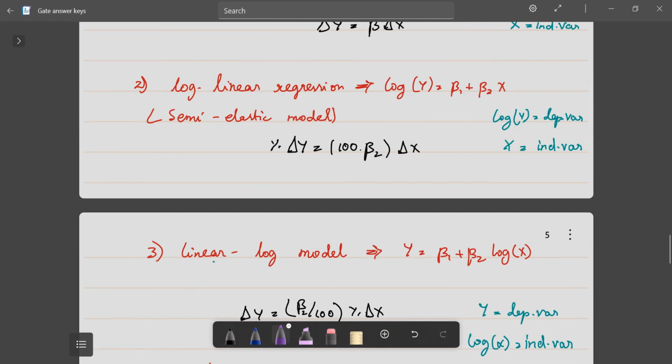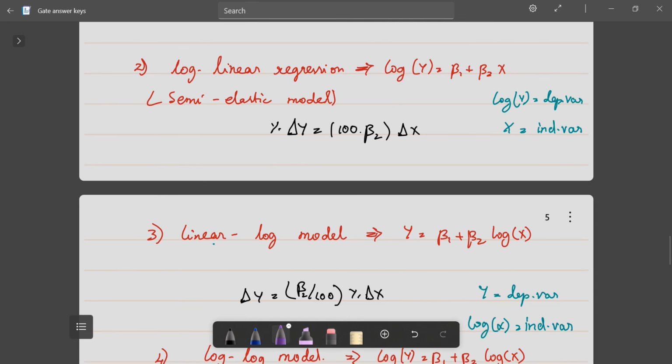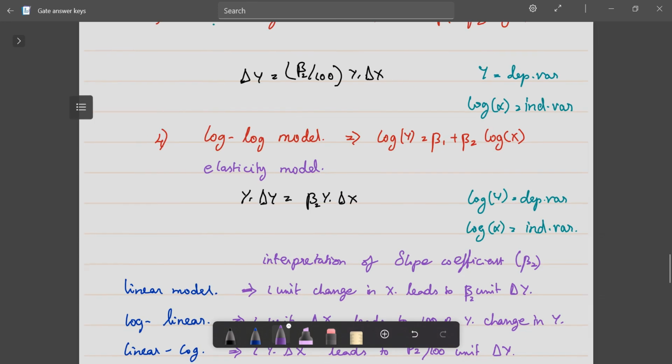Here I told you the earlier one is semi-elastic model because only the dependent variable is measured in logarithmic and the independent variable is in level form. Here both the dependent and the independent variables are in logarithmic form, so it is called elasticity model.